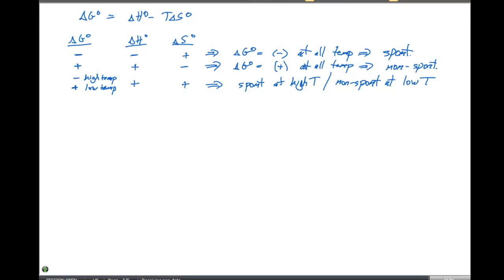The same thing happens if we have a negative value for ΔH and a negative value for ΔS, except the temperature part is reversed. If we have negative values for ΔH and ΔS, our ΔG is going to be positive at high temperatures, and it's going to be negative at low temperatures. So in this case, we're going to be spontaneous at low temperatures and non-spontaneous at high temperatures.